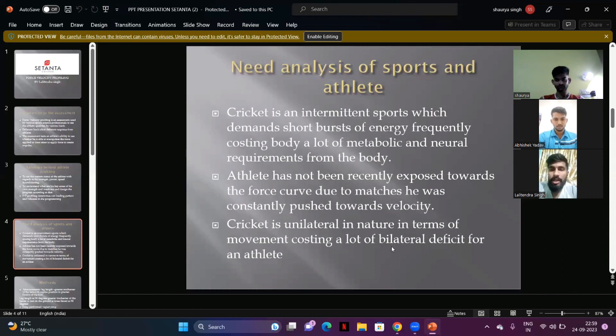So as he was playing his sports, he was there for around a month, playing a lot of matches. Due to that, he has got a lot of bilateral deficit, because the game of cricket demands something called the unilateral continuum of movement. That's why he was getting a lot of bilateral deficit because of playing cricket itself.